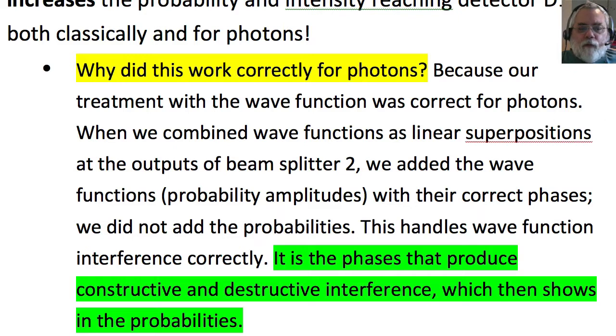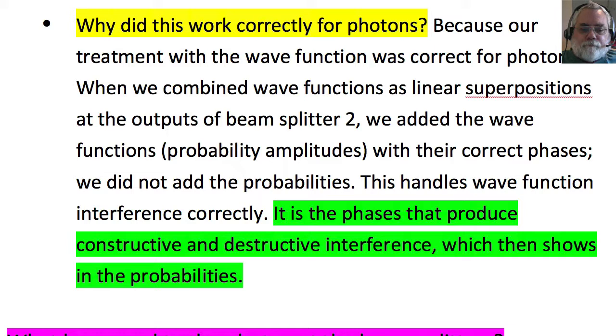When we combined wave functions as linear superpositions of wave functions at the outputs of beam splitter 2, we added the wave functions, the probability amplitudes, with their correct phases. We did not add the probabilities. This handles wave function interference correctly. It's the phases that produce constructive and destructive interference, which then shows in the probabilities.